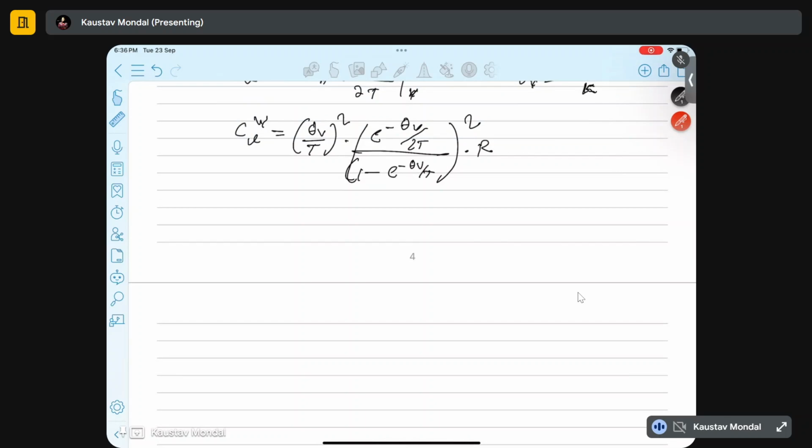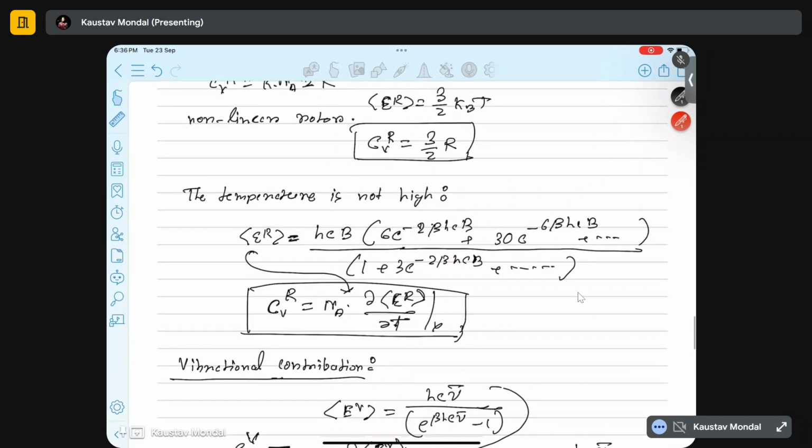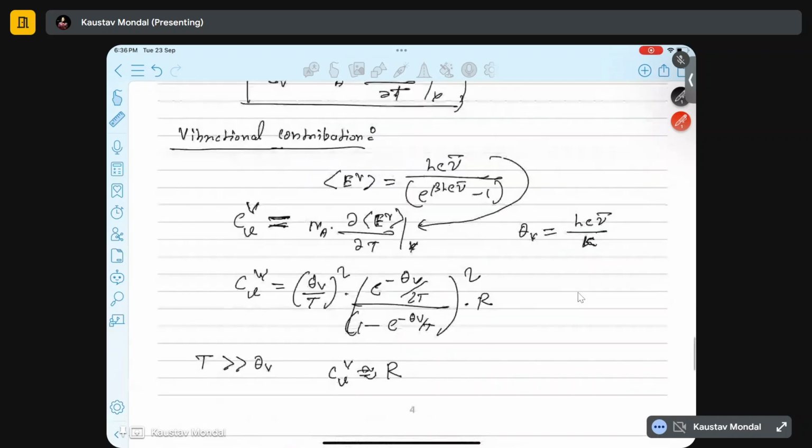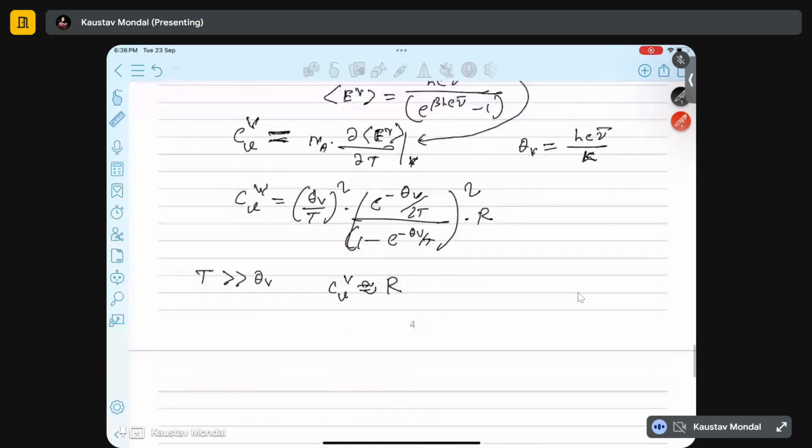Now, what happens if the temperature is much higher than theta V? In that case, CV would simply take the value R. So these are the different cases, the different contributions and different temperature limits that have been shown by the specific heat.